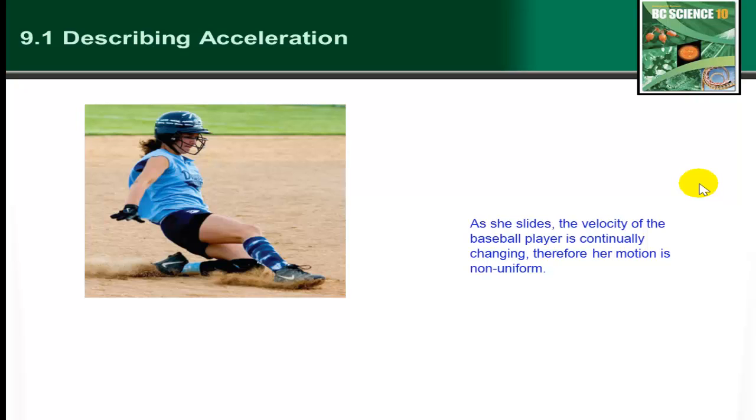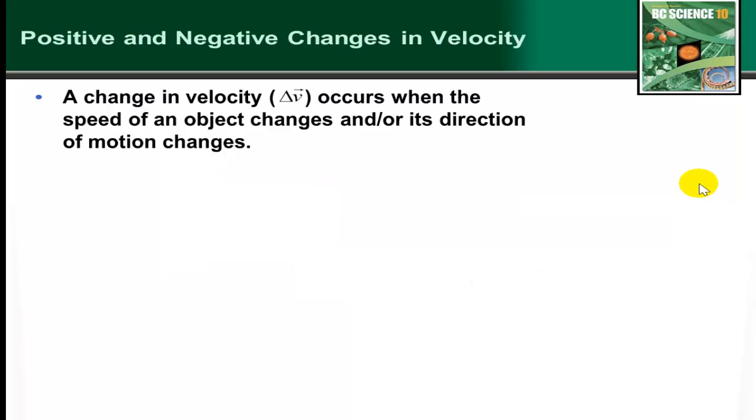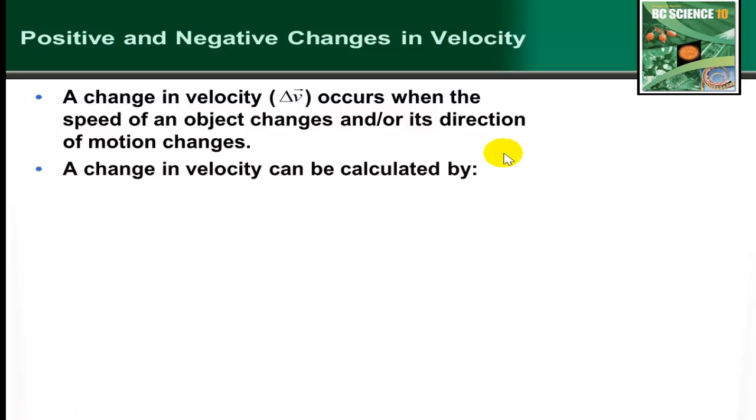Okay, the big question moving forward is to now consider what factors make this a change in velocity. And the fact is there are 2 factors that are involved in any change of velocity. A change in velocity, delta V, occurs when the speed of an object changes and or its direction of motion changes. Notice there are 2 possibilities there. So a change in velocity can be calculated by using this lovely formula, delta V. That means the change in velocity is equal to the final velocity minus the initial velocity. And don't forget, these lovely little arrows tell you they're vector quantities.